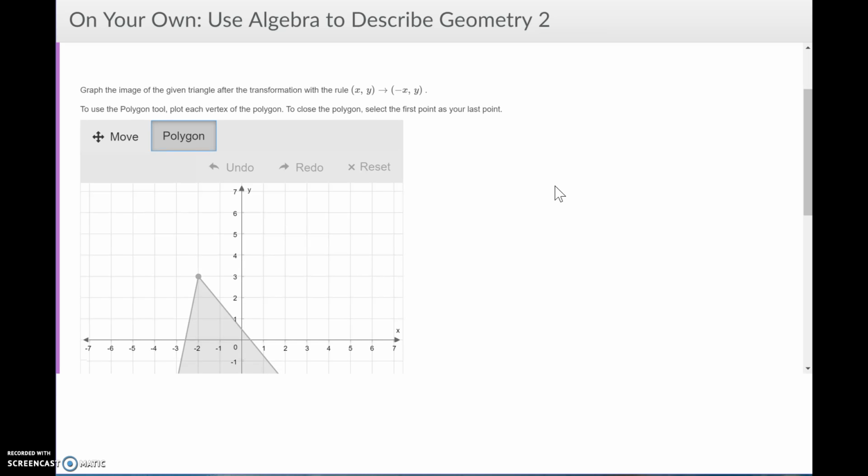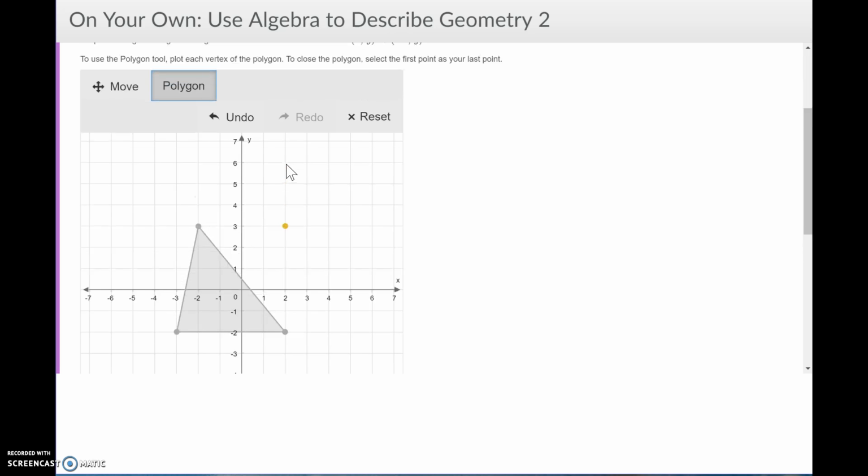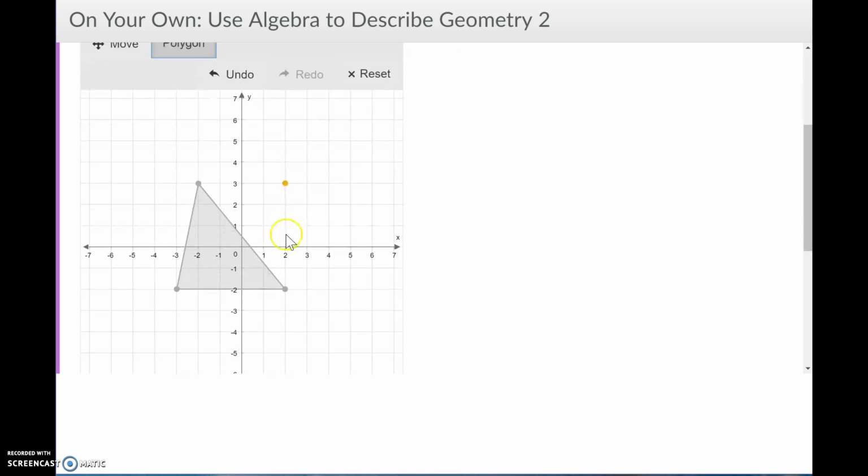Alright, we're going to graph this image with the transformation rule where x becomes the opposite and y stays the same. So this first one, x becomes the opposite, so it's negative 2, now it is positive 2. We don't have to change y. Alright, x is negative 3, it becomes positive 3, and we don't have to change y. And here, x is positive 2, becomes negative 2, don't have to change y.